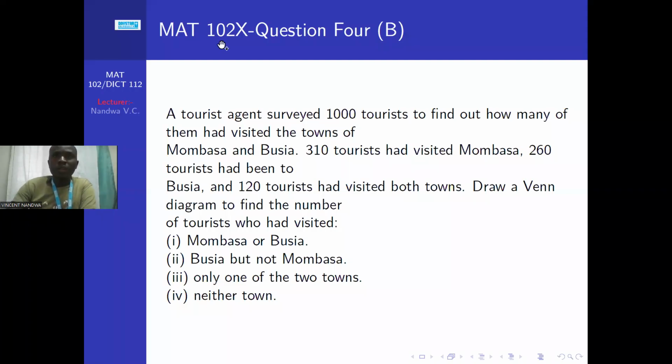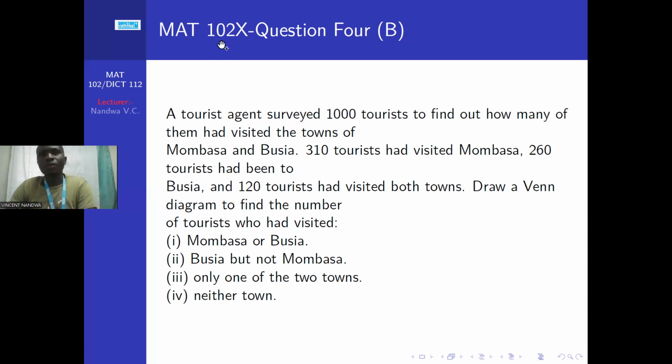So a tourist agent surveyed 1,000 tourists to find out how many of them had visited the towns of Mombasa and Busia. 310 tourists had visited Mombasa, 260 tourists had been to Busia, and 120 had visited both towns. Draw a Venn diagram to find the number of tourists who had visited Mombasa or Busia, but not Mombasa, only one of the two towns, and neither of the two towns.